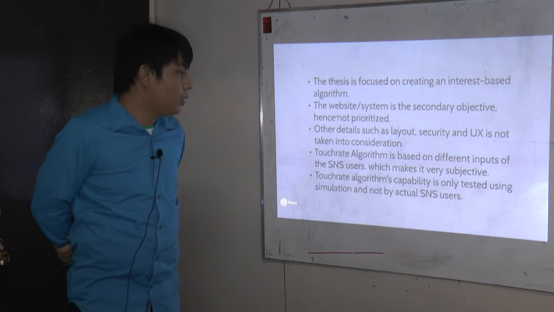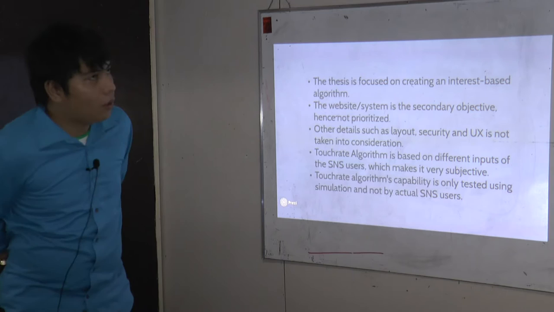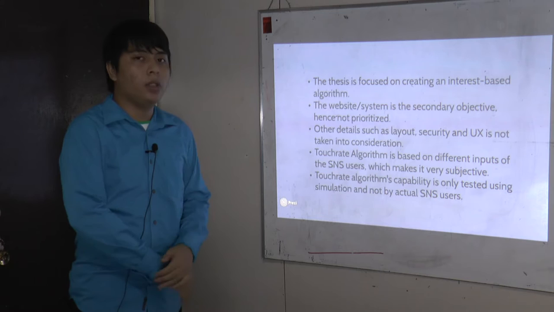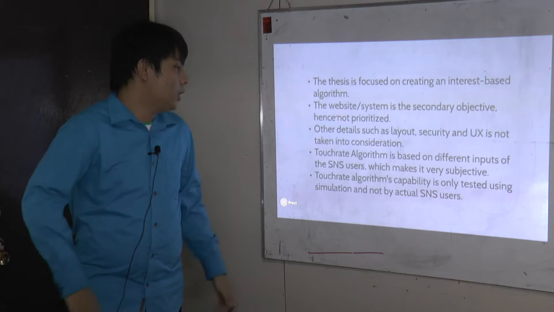The TouchDown algorithm's capability is only tested using simulations and not by actual SNS users. So this algorithm was not yet tested on actual social networking site users, so I cannot confirm the validity of this research. However, it was tested on a simulation program written in VB.NET.